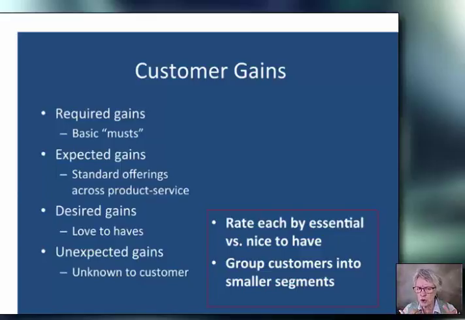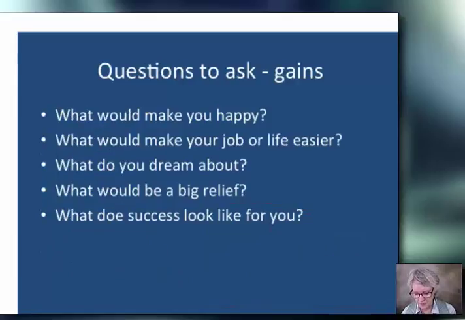So if you go back and think about the customers we were talking about for Impact Hub, the student who has very little time to volunteer has a completely different set of required gains. That is, make it easier for me to get my homework done, versus the semi-retired person who has lots of time and whose gains are more about social engagement. So very different kinds of pieces of this.